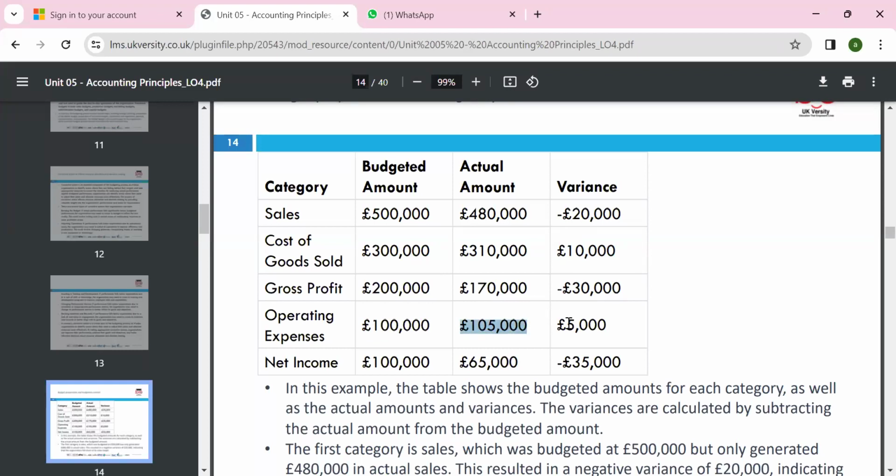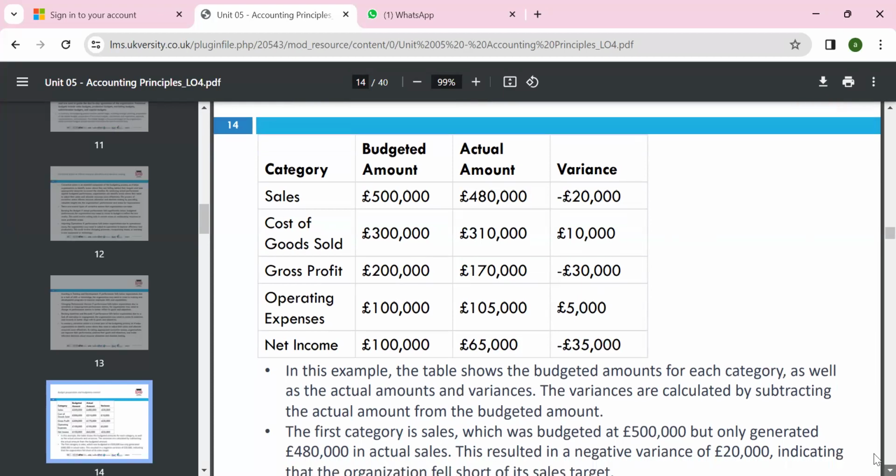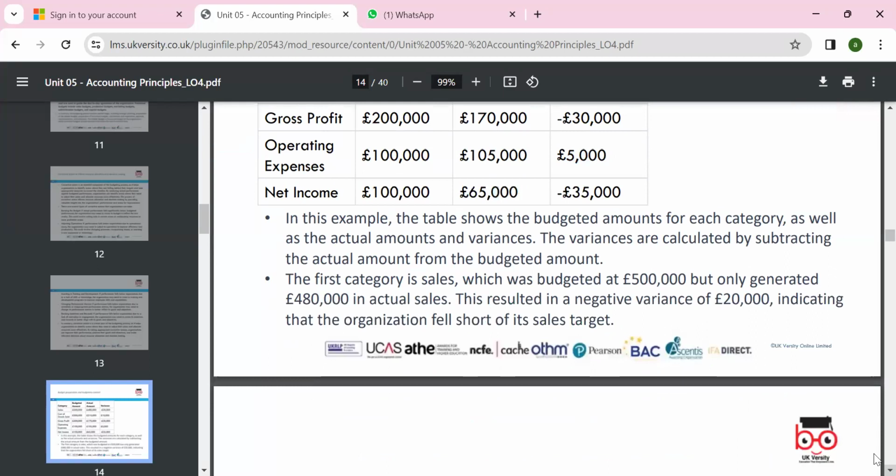So there is 5,000 more. Then we can look at the net income. Net income is 100,000 as budgeted, actually 65,000. Why? There is a shortfall of 35,000. 30,000 came from the gross and 5,000 further. So the total is 35,000. They did not put the sign right, so please ignore it.